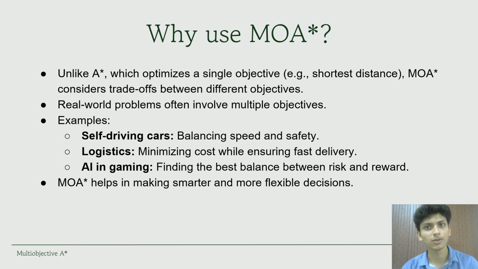Now, why are we using MOA star? Unlike A star, which optimizes a single objective, such as shortest distance in a graph, MOA star considers trade-offs between different objectives. This eventually helps in solving real-world problems. Examples: self-driving cars, which balance speed and safety simultaneously; logistics, minimizing cost while ensuring fast delivery; and AI in gaming, finding the best balance between risk and reward. MOA star helps in making smarter and more flexible decisions.